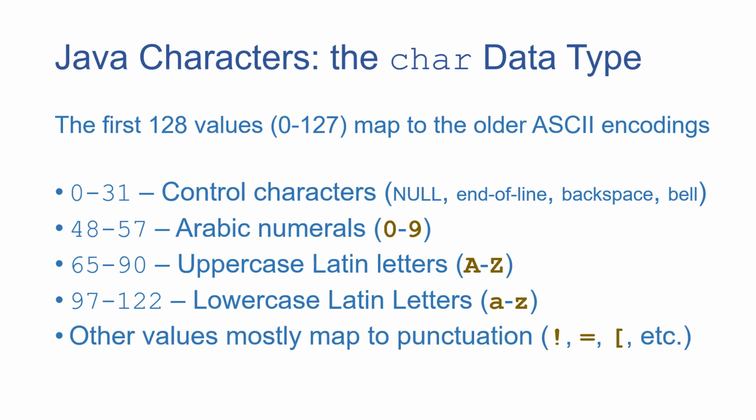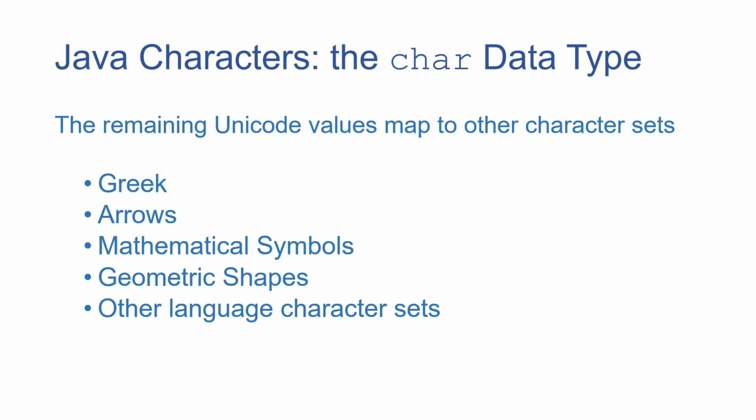And then you'll notice there's some gaps there. Those gaps are filled in by various types of punctuation. So every one of these individual characters has an encoding as a number, and that's what's stored in our char data type. Now, a char is 16 bits, so it holds a lot more values than those. There are Greek characters, arrows, mathematical symbols, geometric shapes. I think there's some emojis in there, and then also the characters used in other languages. So there's a lot there, way more than you can memorize.